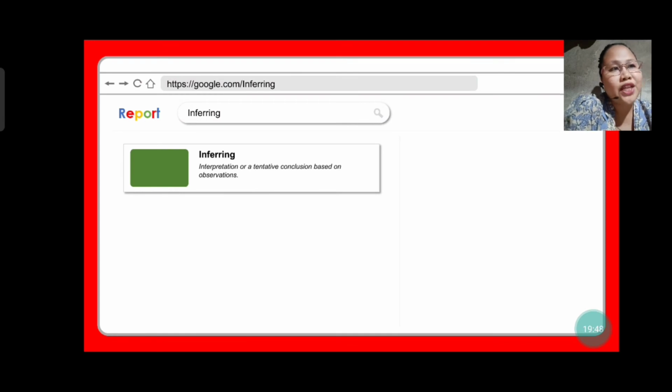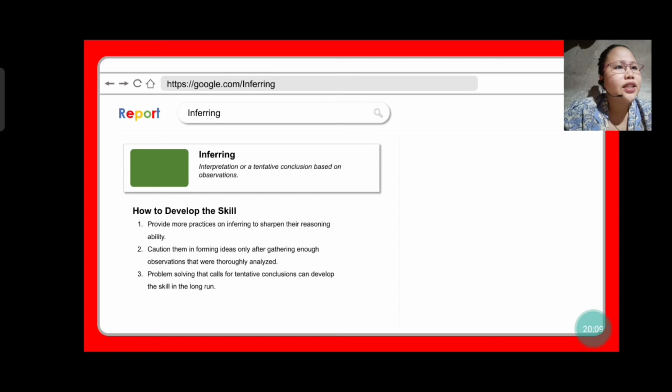So we now proceed to the integrated science processes which are usually used in high school students. So first is the inferring. So we know already that inferring is the interpretation or a tentative conclusion based on observation. Tentative conclusion lang siya. That is based on our observations.